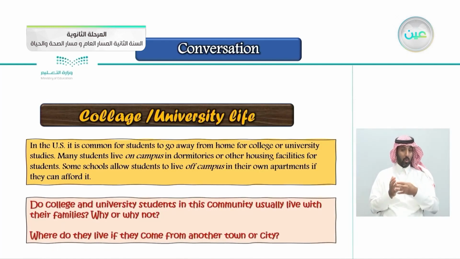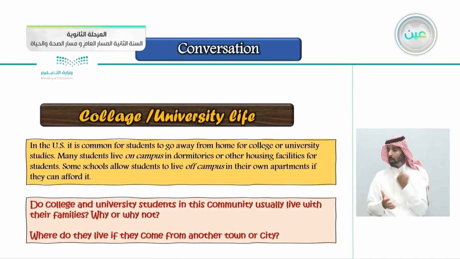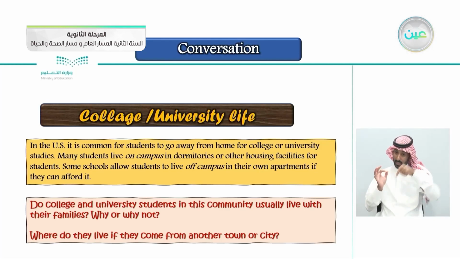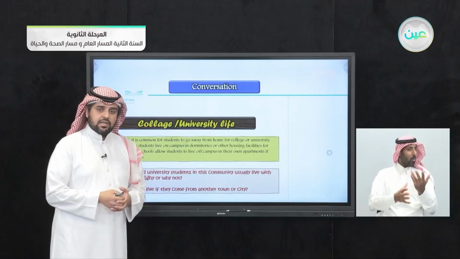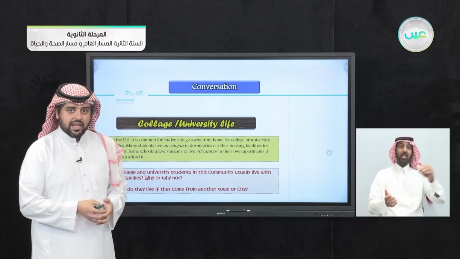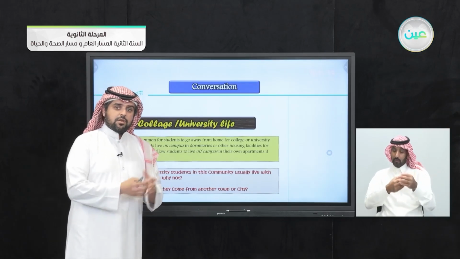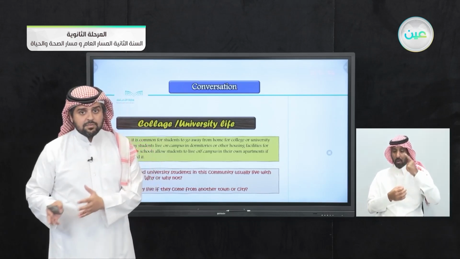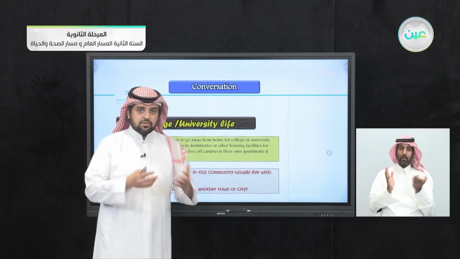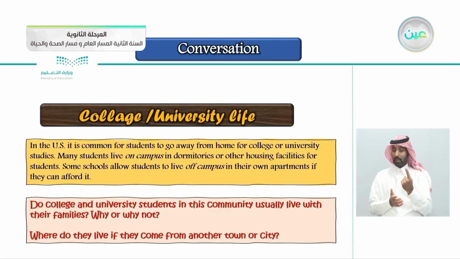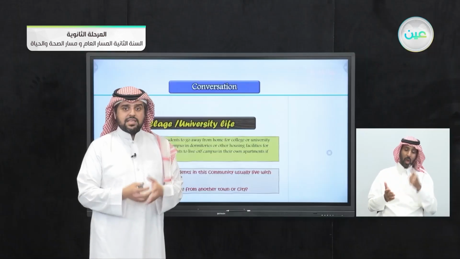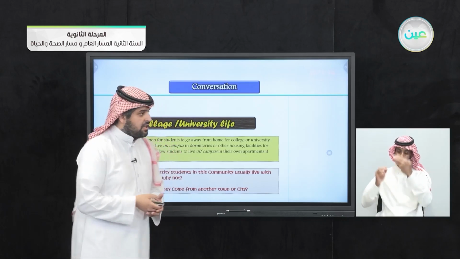Do college and university students in this community usually live with their families? Why or why not? Where do they live if they come from another town or city? So, do college and university students in this community here usually live with their families? Why or why not? Of course, if the university is in the same city as their families, they'll be living with their families, or even if it's in a village nearby. But if they're coming from a long distance, of course they'll be living in either an apartment or inside the university campus dormitories. Where do they live if they come from another town or city? As I said earlier, they'll be living off campus in some apartments, or they will be living inside the university campus, inside the dorms.